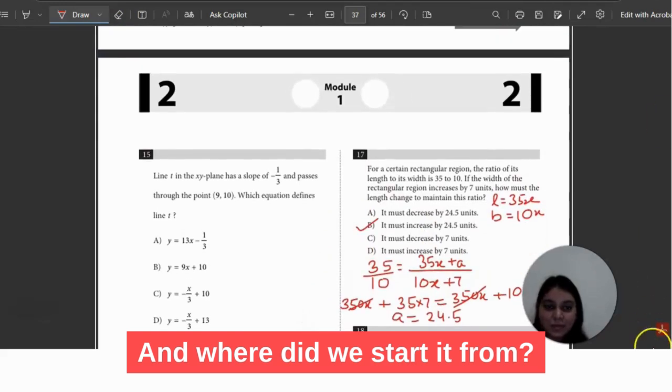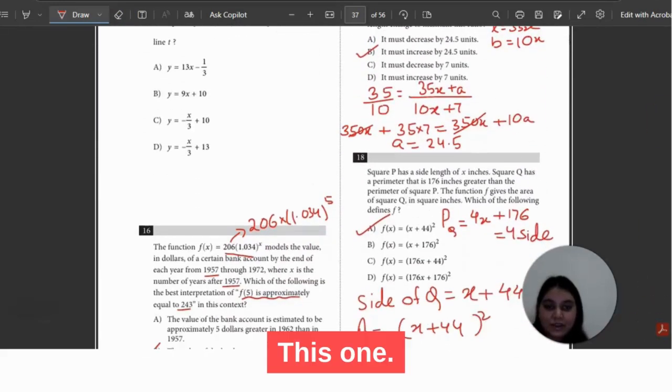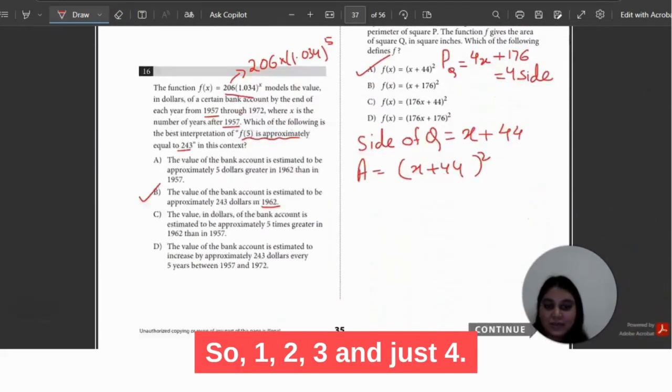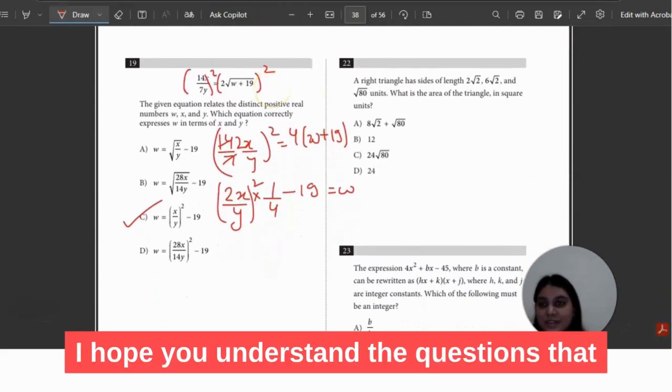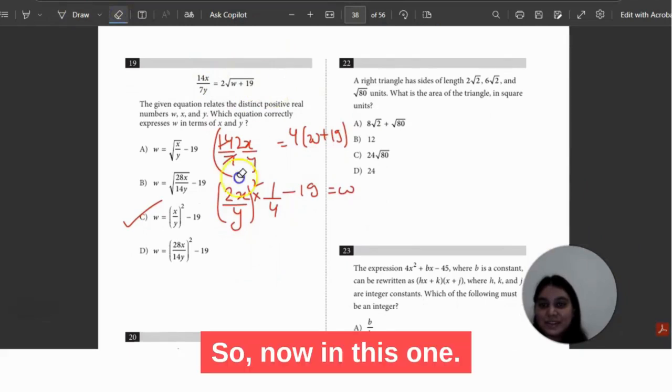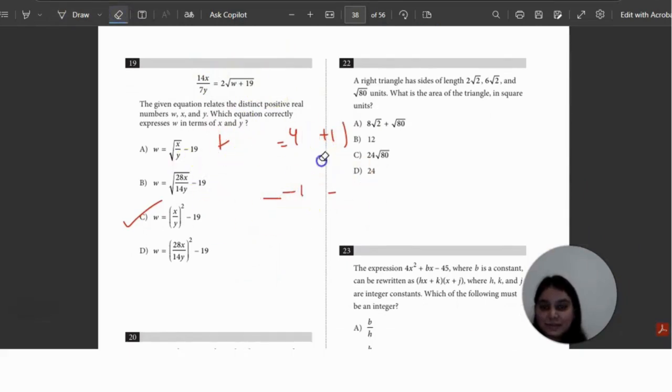And where did we start it from? This one. So 1, 2, 3 and just 4. No problem. I hope you understand the questions that we solved. So now in this one, I'll explain this to you properly.